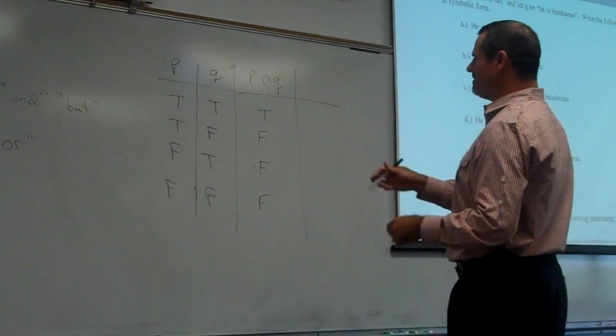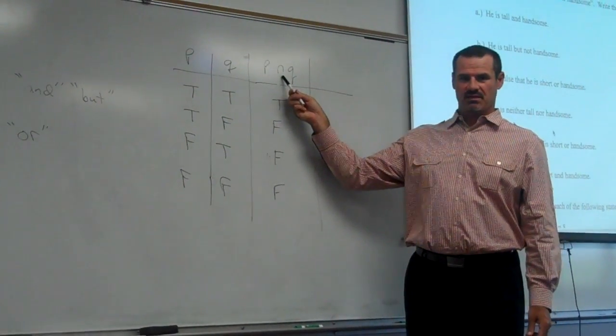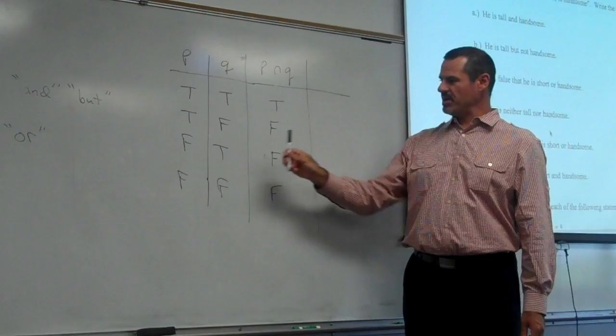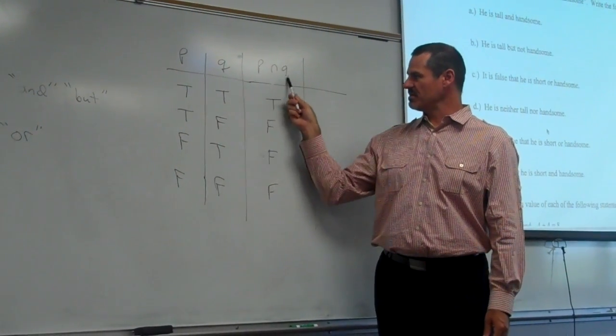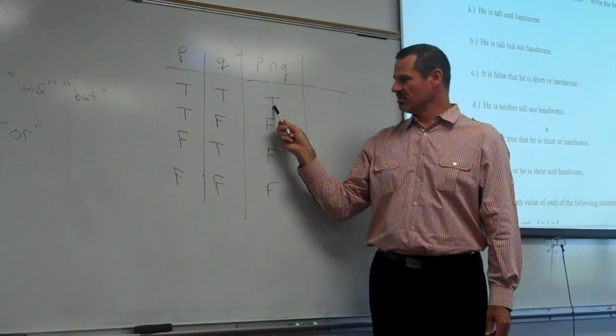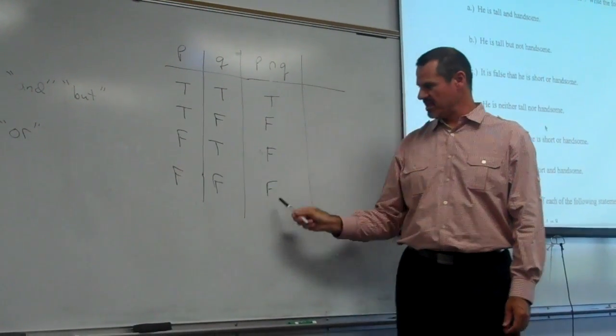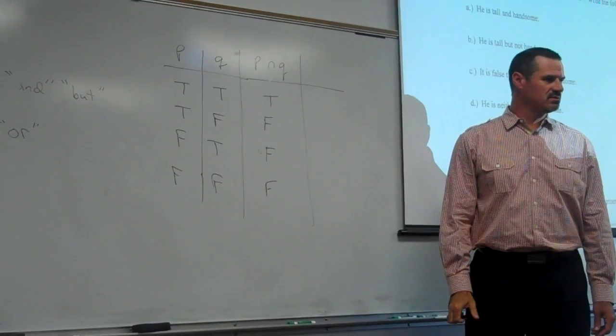So in other words, when you have a conjunction with an and in the middle, the only way that your compound statement can be true is if both pieces of the compound statement, in other words, both halves, are true. If even one is false, that makes the whole thing false. Good?